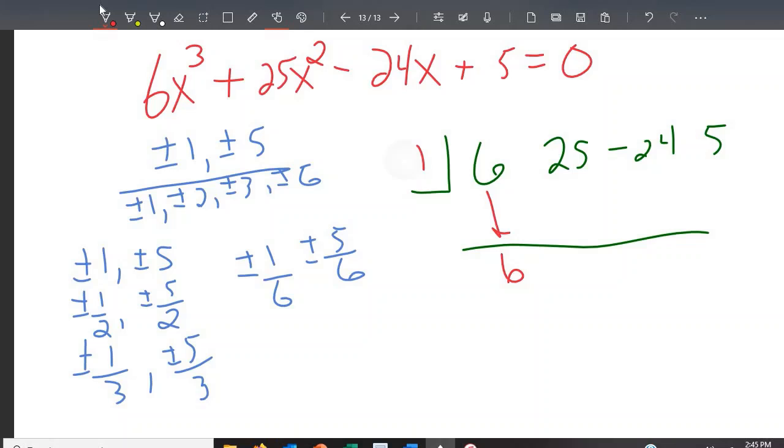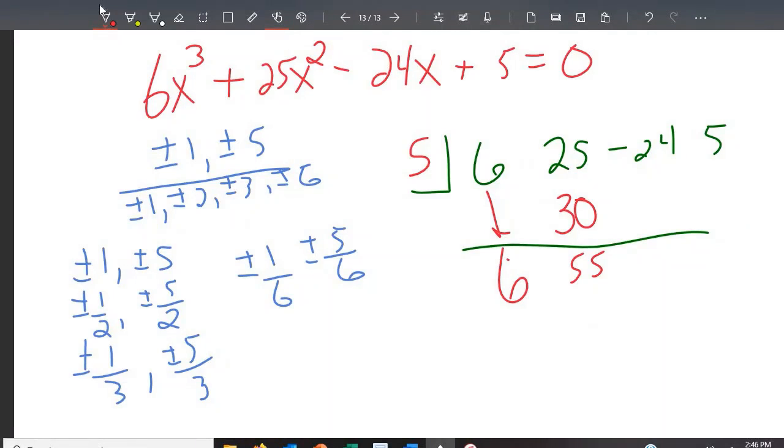Let's try negative 1. 6 times negative 1 is negative 6. That's going to give me 19. 19 times negative 1 is negative 19. And that's not going to work. Man. This is the way it works sometimes. You just have to check 3 or 4 or 5 of them. You know. Let's try 5. 6 times 5 is 30. Gives me 55. Whew, I hope you can tell that ain't going to work.